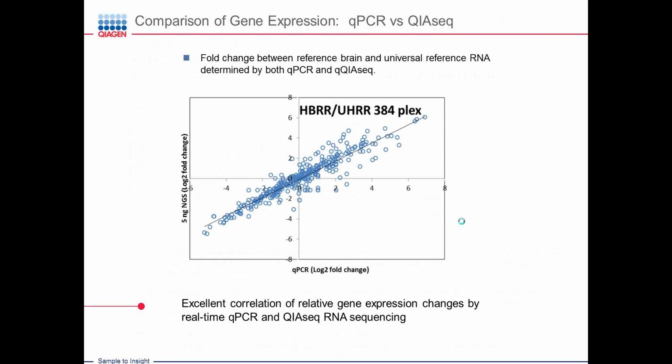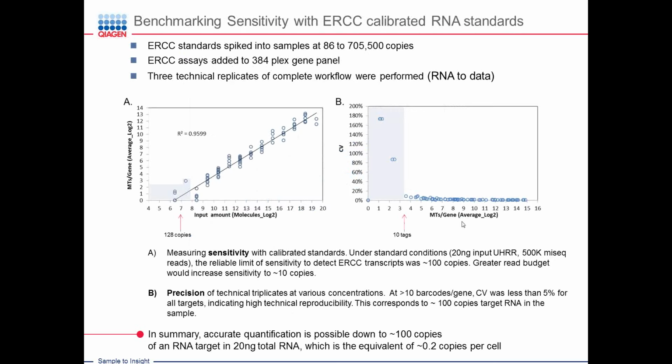Just some sensitivity benchmarking with ERCC. So ERCC are industry standard calibrated RNA standards. It's a bunch of different transcriptionally synthesized controls that are spiked in at known copy number. These are just added to a 384-plex panel and added at from 86 to 700,000 copies. And there's multiple ones at different copy number. And there were 3 technical replicates. Yeah, I know sometimes you run technical replicates.